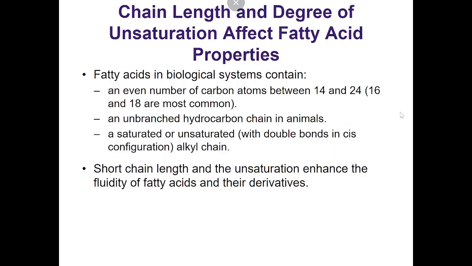All right. So the fatty acids in biological systems are going to contain an even number of carbon atoms, between 14 and 24 typically. 16 and 18 are going to be your most common ones. They're going to have an unbranched hydrocarbon chain in animals. You can actually find branched ones in things like plants. They're saturated or unsaturated, unsaturated being with double bonds, and a cis configuration alkyl chain.